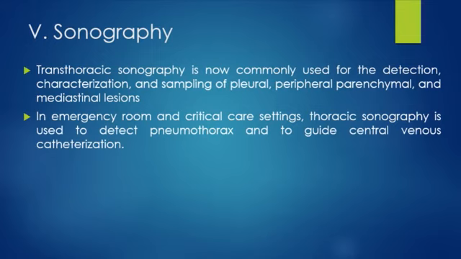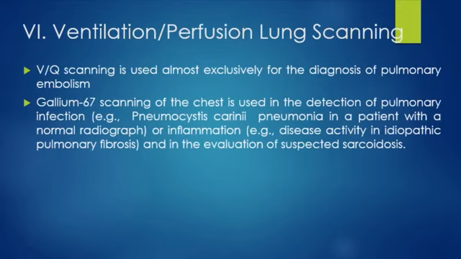Sonography, transthoracic sonography, is now commonly used for the detection, characterization, and sampling of pleural, peripheral parenchymal, and mediastinal lesions. In emergency room and critical care settings, thoracic sonography is used to detect pneumothorax and to guide central venous catheterization. We have ventilation perfusion lung scanning. It's used almost exclusively for the diagnosis of pulmonary embolism.